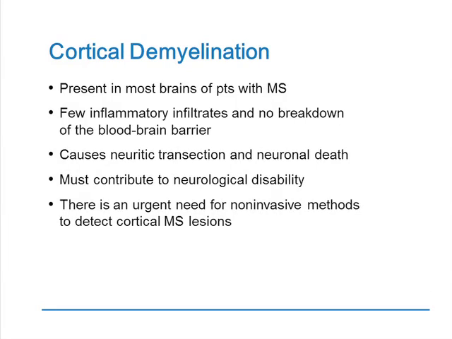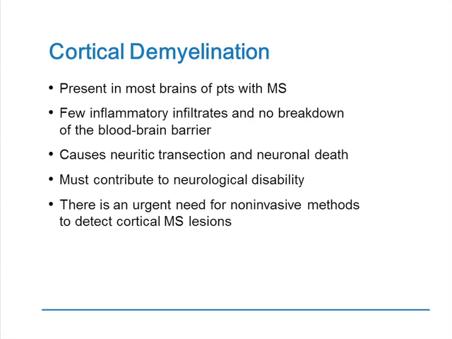And what you see is a remarkable accumulation of serum proteins in the white matter lesion, but not in the gray matter lesion. So there's very little breakdown of the blood-brain barrier in these cortical lesions, no increase in edema, and therefore no GAD enhancement or detection by standard MRI methods. So cortical demyelination, to summarize, is present in most MS brains.